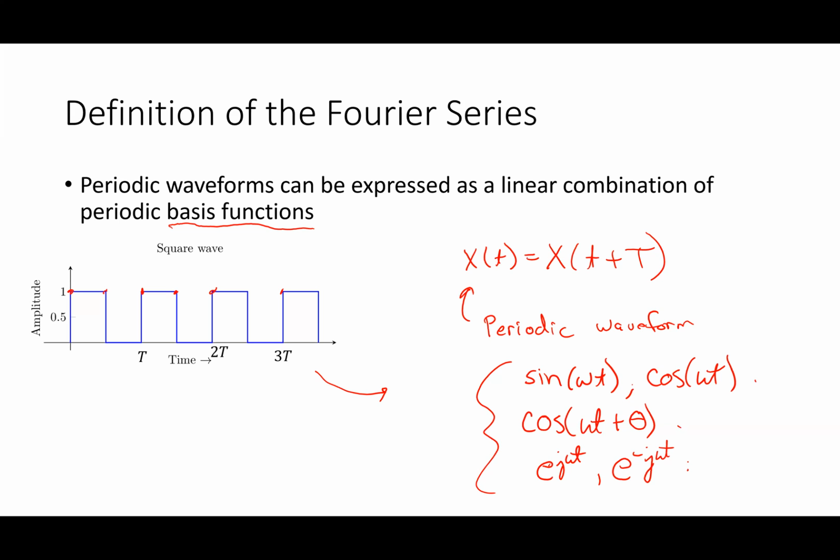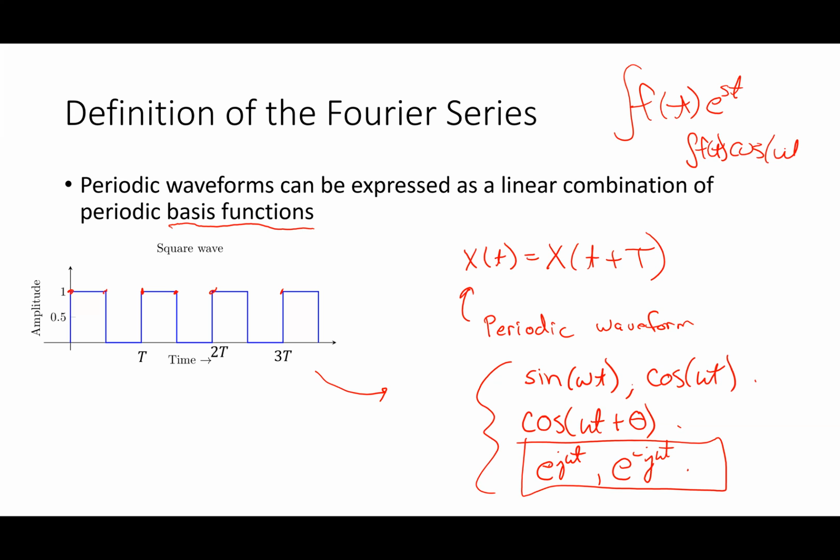The one upon which it is easiest to do our math is this one. Calculus with exponentials is easy. Calculus with sines and cosines becomes a lot harder, particularly when I have to do something like f of t. You would much rather do f of t e to the st than f of t cosine omega t. If I do this, I have to do integration by parts, and I have to do it twice. If I do it this way, I do integration by parts, but it's a lot easier, and I only have to do it once.